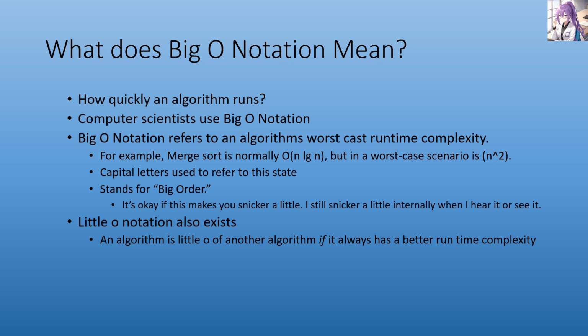A good example of an algorithm that has a bad big O runtime complexity, but a good average runtime complexity is merge sort. In the worst case scenario, merge sort is n squared, and that means it's big O of n squared, although the average runtime complexity is little o of n log n. And by the way, in computer science, usually if we're referring to logarithms, we do use base 2. If we're using a different base, we'll tell you.